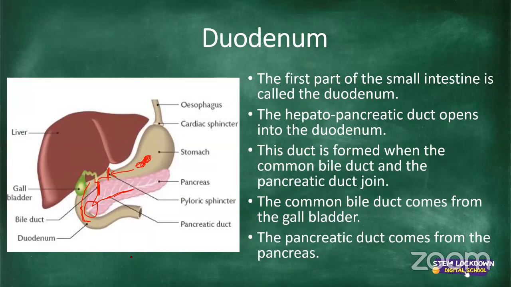Okay, Talia says enzymes that break down carbohydrates into monosaccharides. That is correct, and thank you very much for the answer. Okay, so we all understand what's happening here, right? We all understand what the hepatopancreatic duct is, and we also understand that it comes from the gallbladder and the pancreas. Okay.